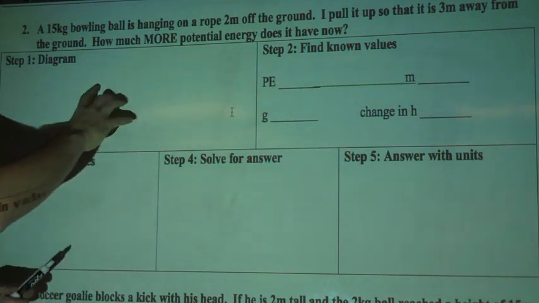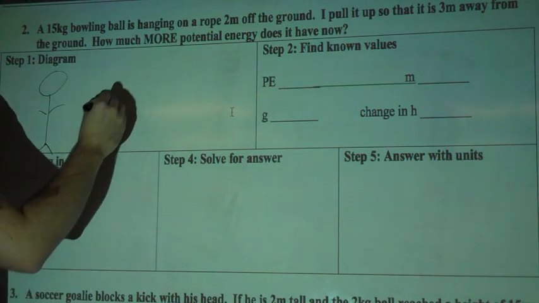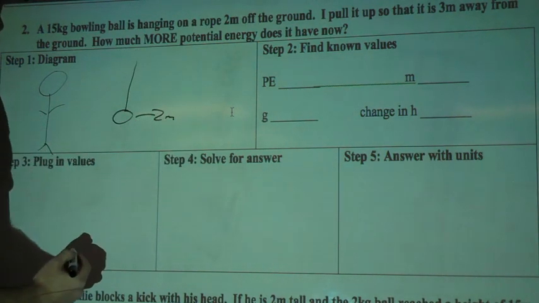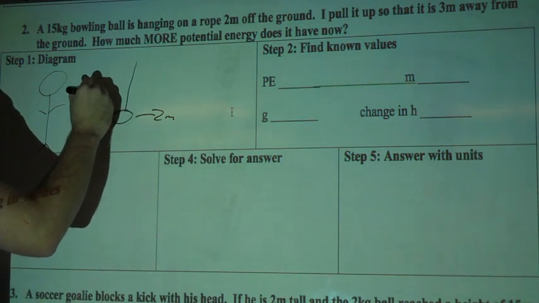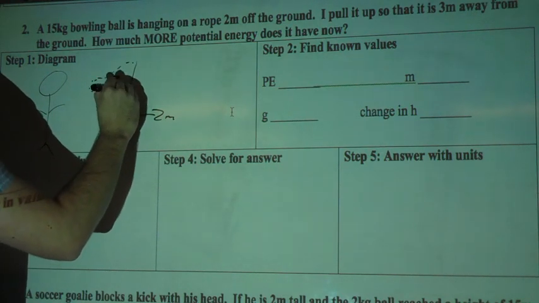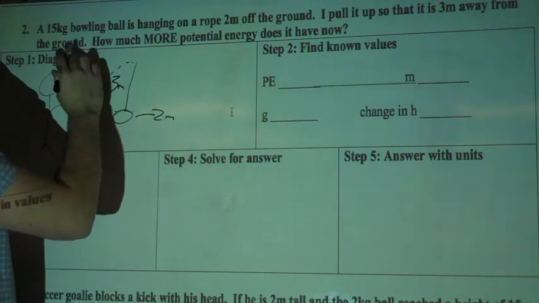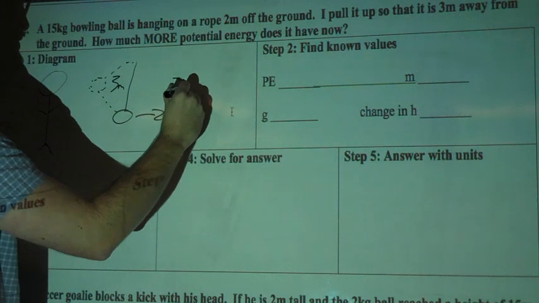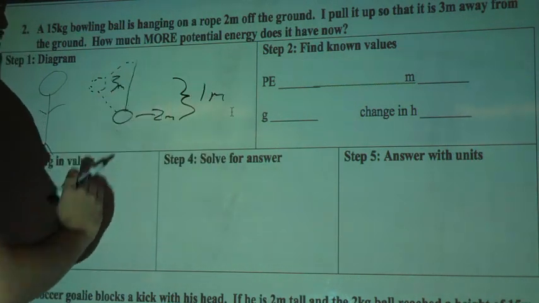So we're going to start off with our diagram. Alright, we've got our bowling ball which starts here, and that's 2 meters off the ground. And then I lift it up, so that now, and I'll draw a little bowling ball up here, it's 3 meters. What's really important here is to find the change, okay? We know it started from 2, and we pulled it up so it was 3. So the change here is going to be 1 meter. It only goes up 1 meter, from 2 to 3.